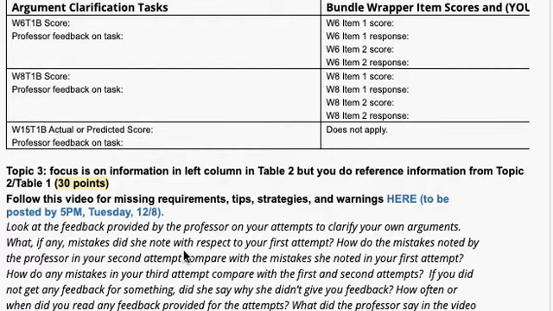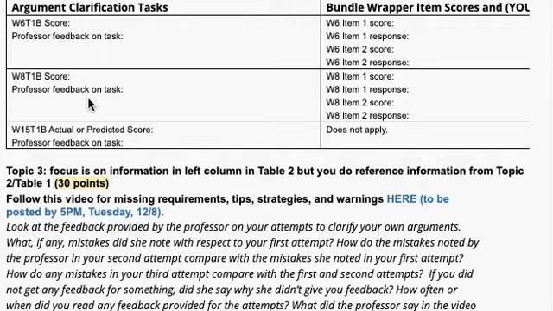Now, let's look at the second question. How do the mistakes noted by the professor in your second attempt compare with the mistakes she noted in your first attempt? So now this is comparative. So you can still start out by saying, for my markup, I lost this many points, and for my reformatting and uniform language, I lost this many points. And then you compare it.